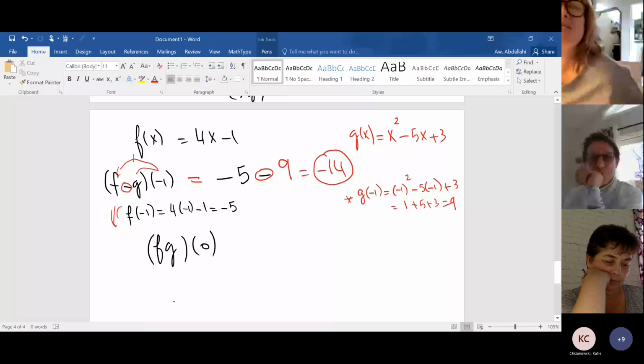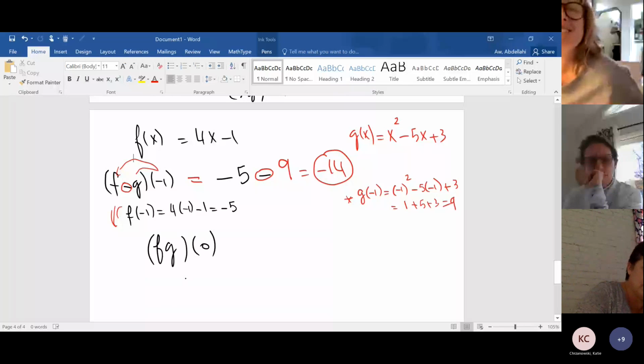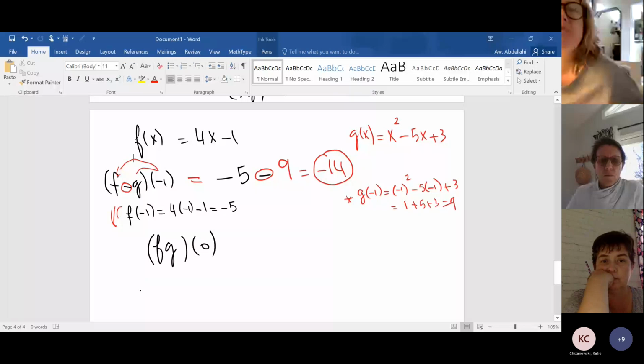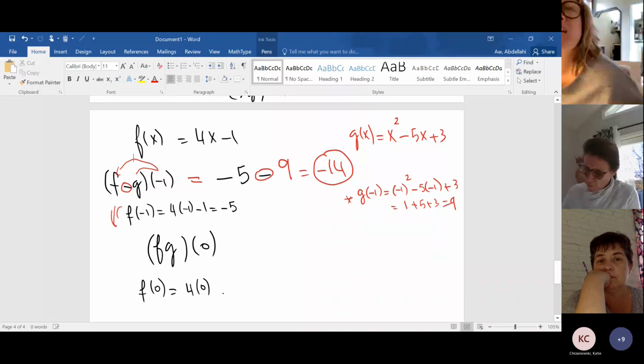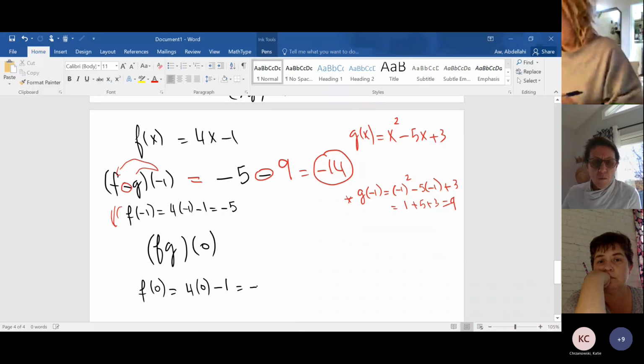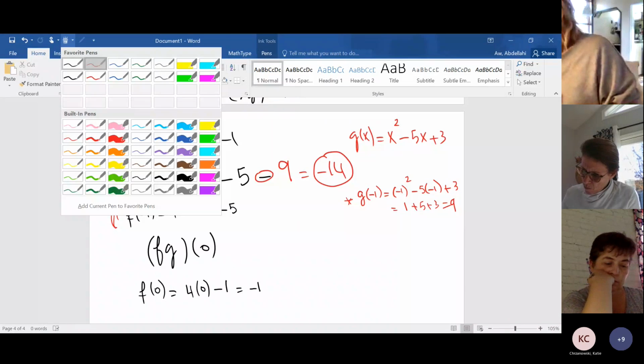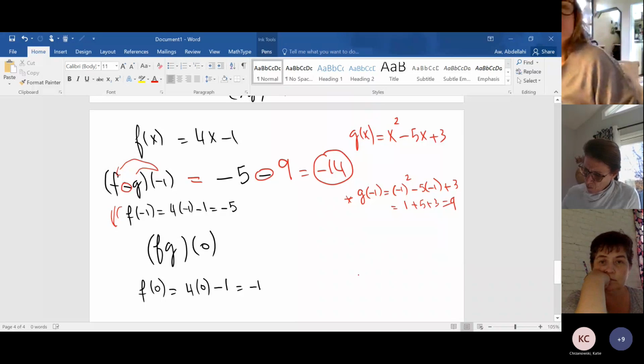So you put the 0 in where the x is? In what function? In that first one. In f, right? So which is f of 0? F of 0 is when you put 0 in where the x is in f. It's going to be 4 times 0 minus 1, which is -1. On the other hand, you're going to do what on the other hand? So then we put 0. So it's going to be 0 squared minus 5.